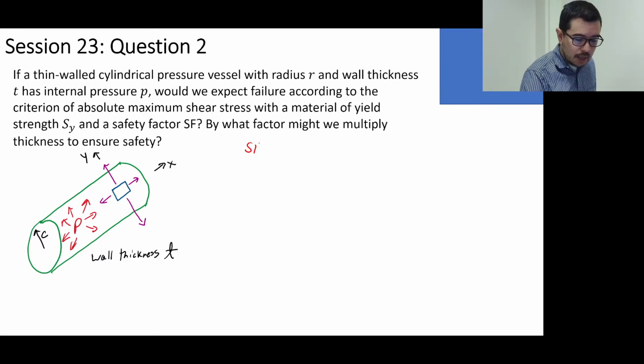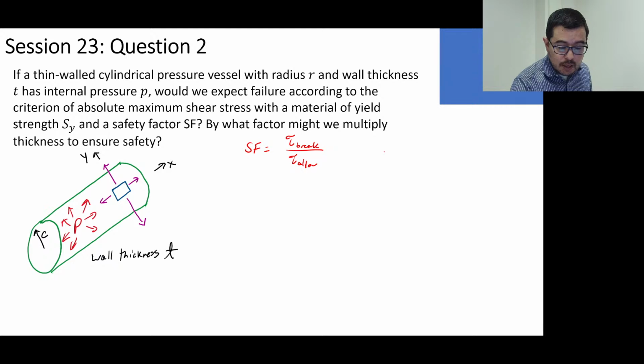This case is SF equal to... right? So what we have to figure out is, what is tau allow? That's the question. So in this case, we have to do tau allow is equal to tau break over the safety factor.